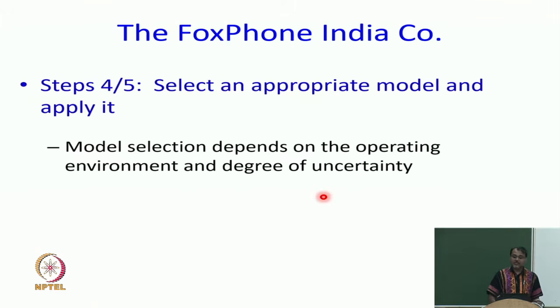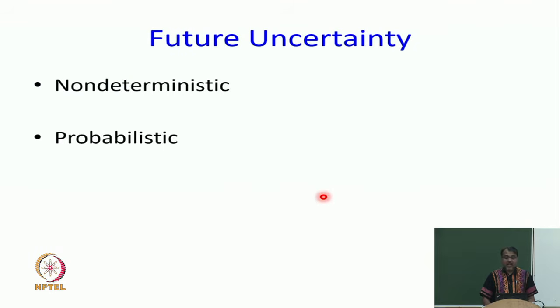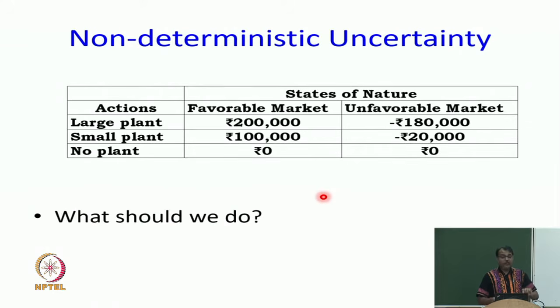And now, your goal is to select an appropriate model and apply it. Your model selection depends on the operating environment and some degree of uncertainty, and your uncertainty can be of two types. Of course, the more interesting one is probabilistic, but let us spend a few minutes talking about another kind of uncertainty called non-deterministic uncertainty, where I do not know whether the market is favorable or unfavorable and I do not give you any more information than that.